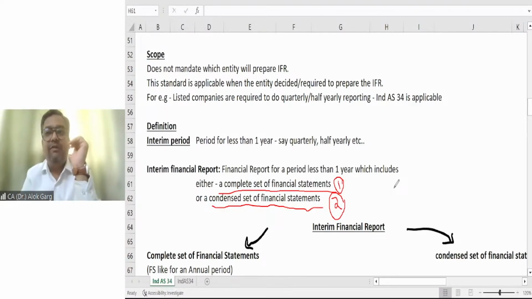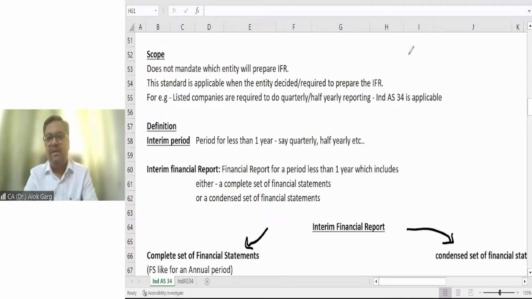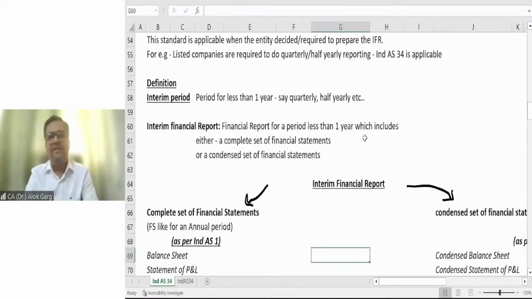Complete statement of changes in equity will be there, but complete notes to accounts will not be there. Critical notes to accounts will be there. Is that clear? So the 4 statements will be complete, but in notes to accounts, some critical notes will be there. Okay, friends. So the companies have 2 choices. If the company wants to prepare a full set of financial statements for an interim period also, they can do that, right? But if the company wants to prepare a smaller set on a quarterly basis, because there is no use of preparing a full set quarterly, the standard permits that option.